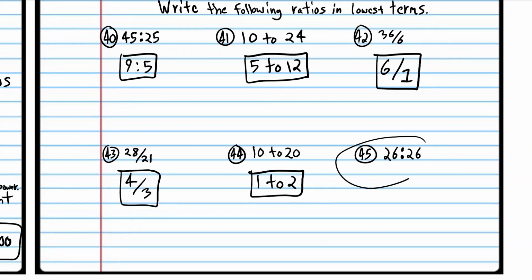And 45 is a little tricky, but see if you can do it. And when you come back, we'll do it together. All right, we're back. Divide both of these numbers by 26. 26 divided by 26 is 1. 26 divided by 26 is 1. And there you go.